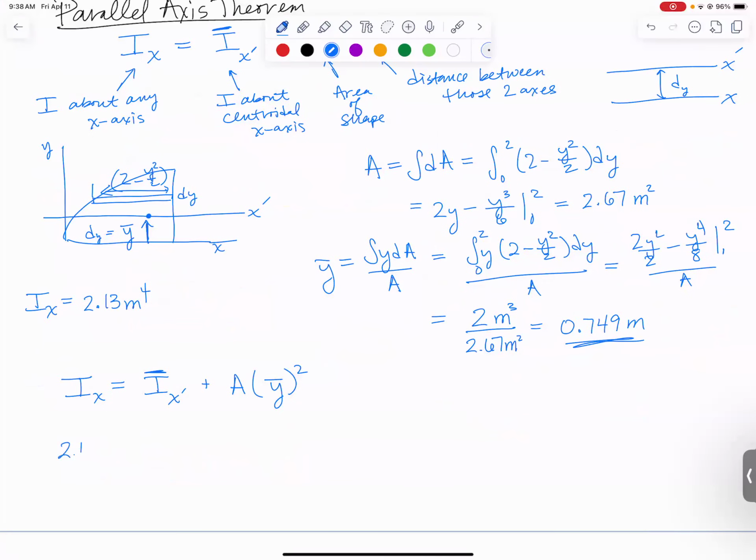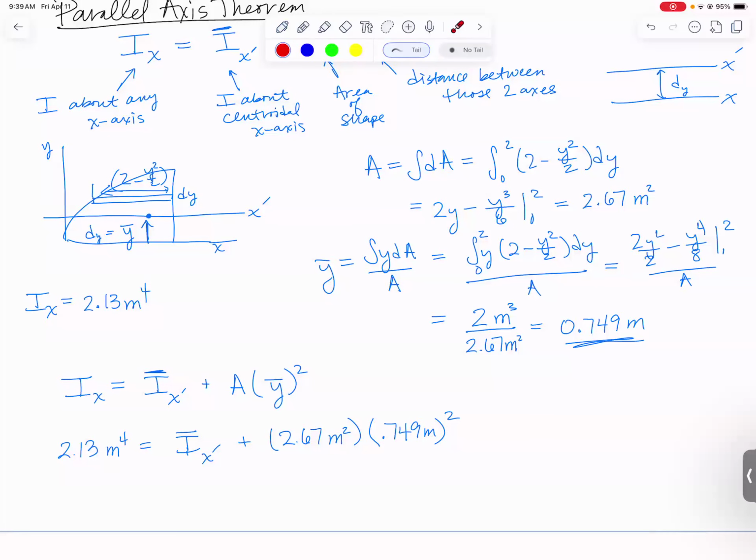Left-hand side, I've got 2.13 meters to the 4th. On the right-hand side, I have my unknown, I bar x prime. The area is 2.67 meters squared, and y bar is 0.749 meters, and you have to square that. I do see a lot of students forget to square it, but your units don't work out if you don't square it. We got meters squared here, so we got to take the meters and square it. So we'll end up with meters to the fourth. So solving, we get I bar x prime is equal to 0.637 meters to the fourth.